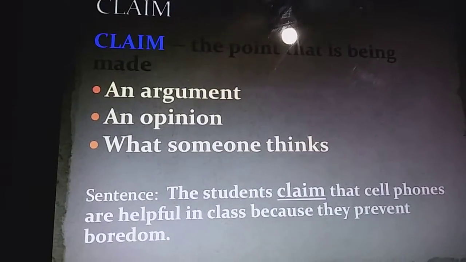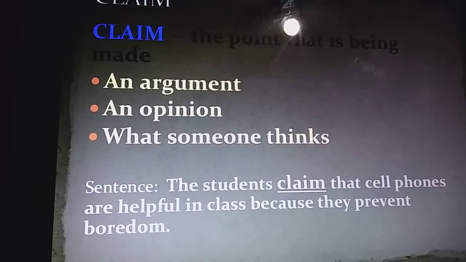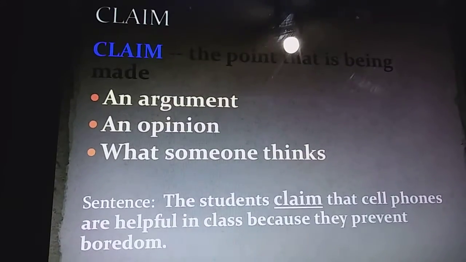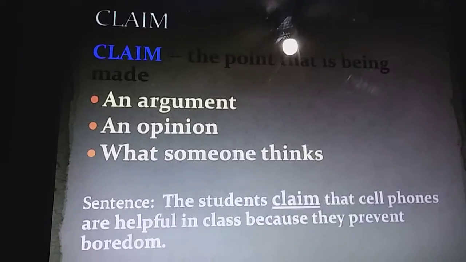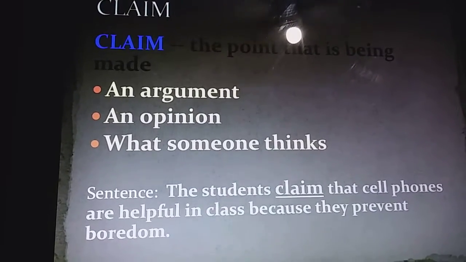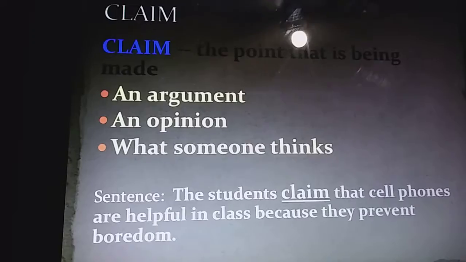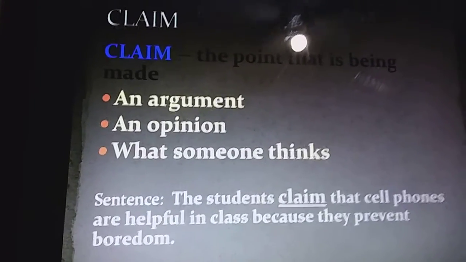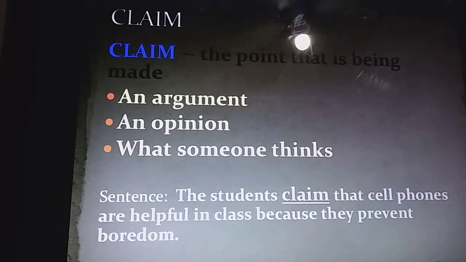So let's talk first about what a claim is. A claim is the point that is being made. A claim could be your argument, an opinion, what someone thinks. Basically, a claim is what the person wants the other person to think. Some of them are obvious. You can find them easily. But some of them you have to be a real detective. You have to really think about it.